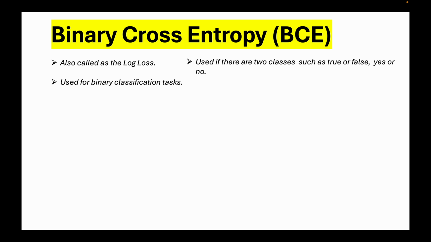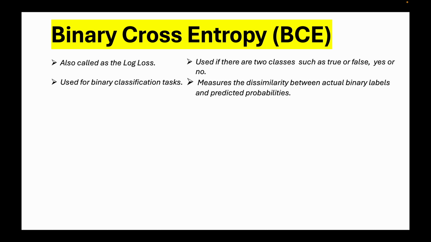Now let's discuss binary cross entropy. Binary cross entropy loss is also called the log loss. It is used for binary classification tasks. It is used if there are two classes such as true or false or yes or no. It measures the dissimilarity between the actual binary labels and the predicted probabilities.